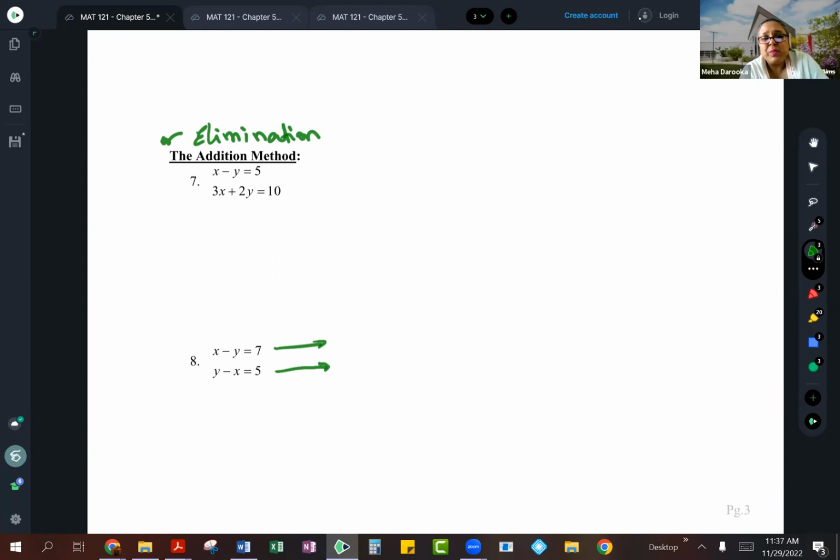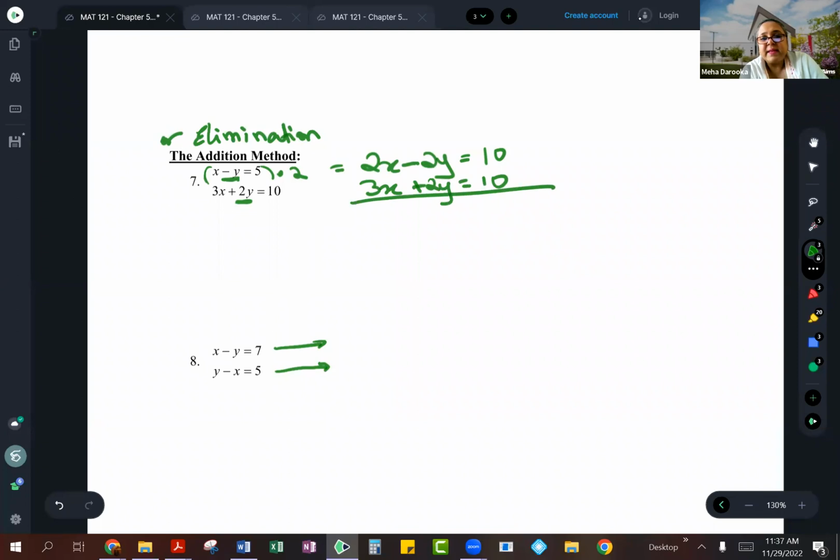In this case, we would probably go for the y variable, because you can already see we have opposite signs on the y. This one is positive, this one is negative. To turn this into a -2y, we would take that first equation and multiply it by 2, which would give us 2x minus 2y, and then 5 times 2, of course, will be 10. Keep the second equation the same, and then we would add the two equations so that our y variable would cancel out. That's what you are trying to do with the elimination method.